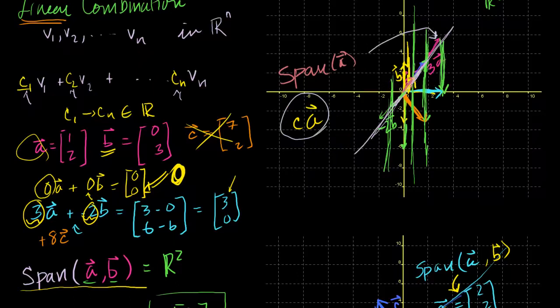You have to have two vectors, and they can't be collinear, in order to span all of R2. And I haven't proven that to you yet, but we saw with this example, if you pick this a and this b, you can represent all of R2 with just these two vectors.